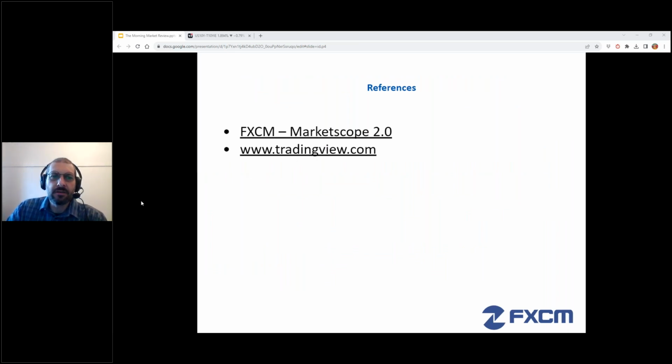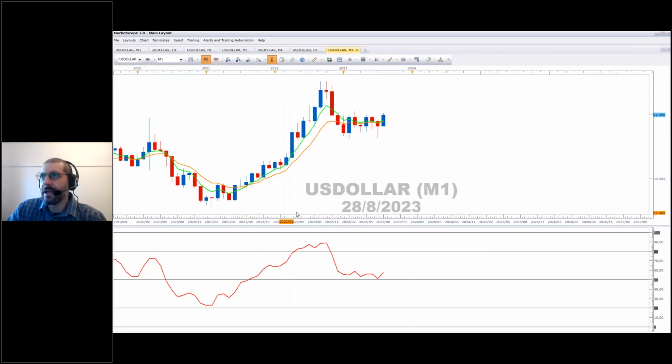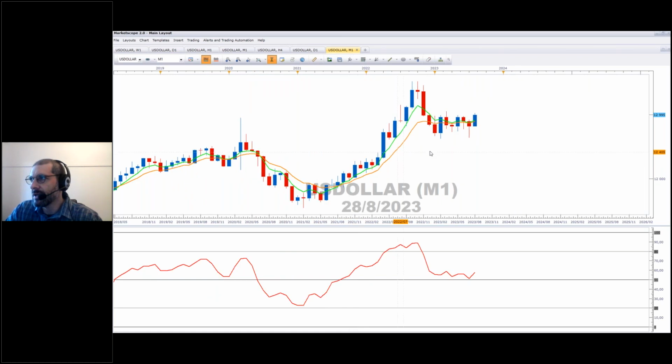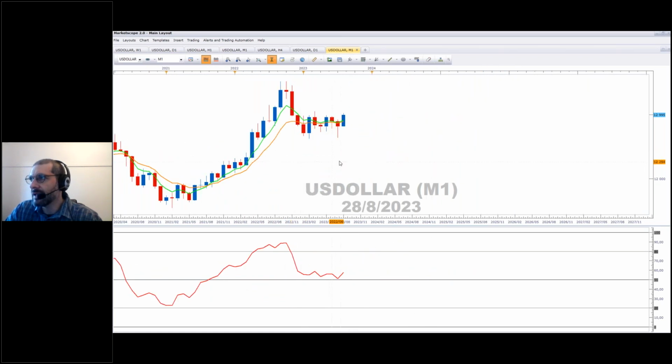All right, let's just go through to MarketScope first. And taking a look at the monthly view of the US dollar, I find this to be quite an interesting chart. There's a number of ways that we can look at this. I think they're all going to be suggesting similar conclusions. For example, let's just zoom in here.